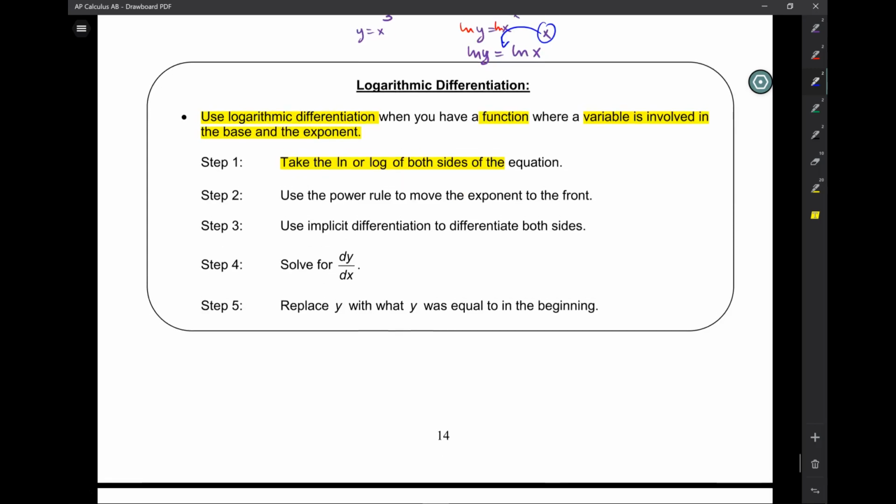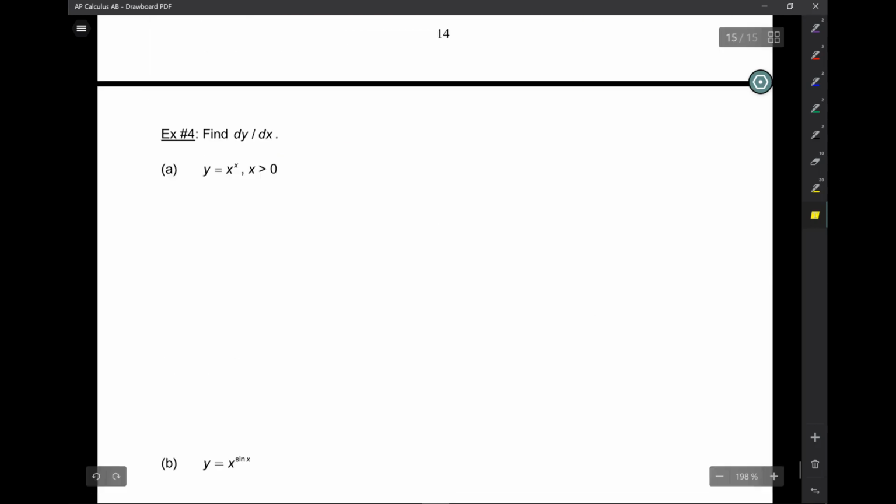Okay? So then you do step 2: use the power rule to move the exponent to the front. Then everybody's favorite, implicit differentiation, to differentiate both sides. Solve for dy/dx. Replace y with what y was equal to in the beginning, and then we're good to go. Okay, so let's just do it.